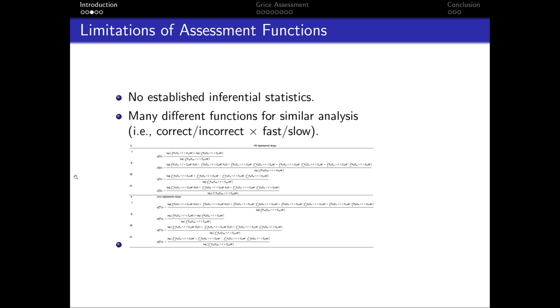There are some clear limitations of assessment functions. One is that there are no established inferential statistics for the analyses. Hence, analysis tends to be qualitative or rely on secondary assessments of the functions, such as functional principal components analysis. Another issue is that there are many different functions for similar analyses, for example, the full combination of correct and incorrect and fast and slow. And finally, these equations are rather complicated. Although they're not awful to estimate from data, they're certainly complicated to communicate.